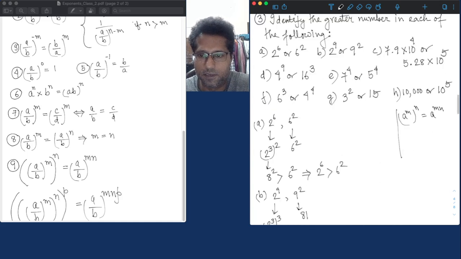G is 3 square or 15. This is pretty easy. 3 square is 9, so I will write it here only. It's trivial to solve this. So 9 is definitely less than 15. So this implies 3 square is less than 15.